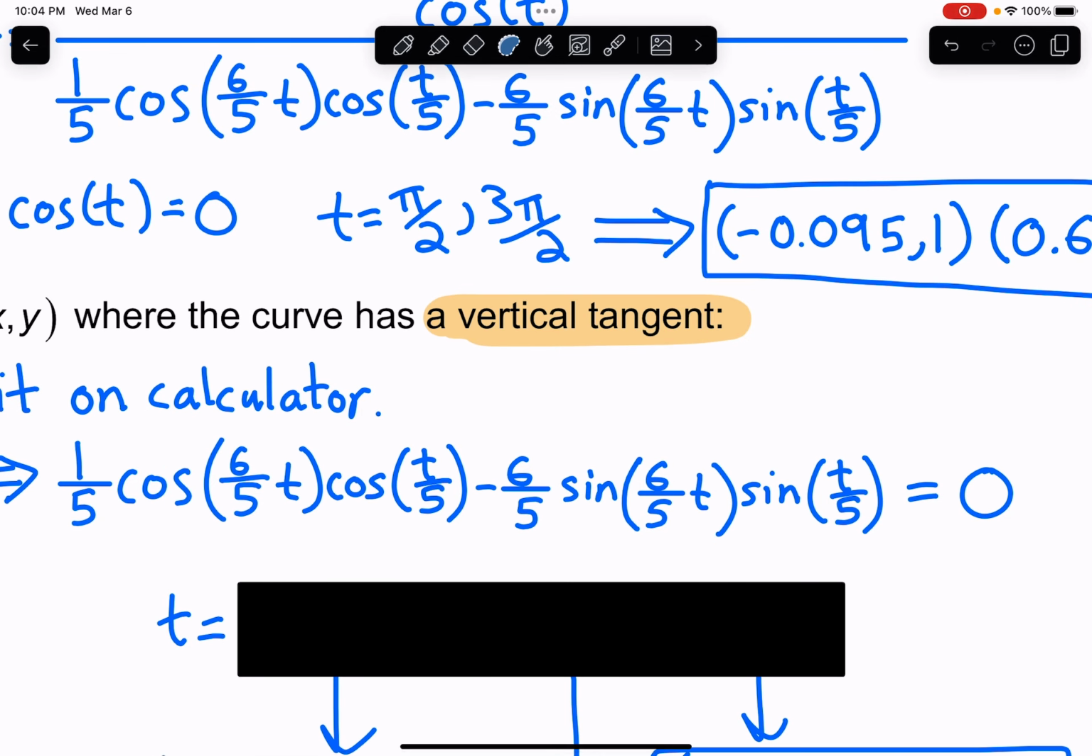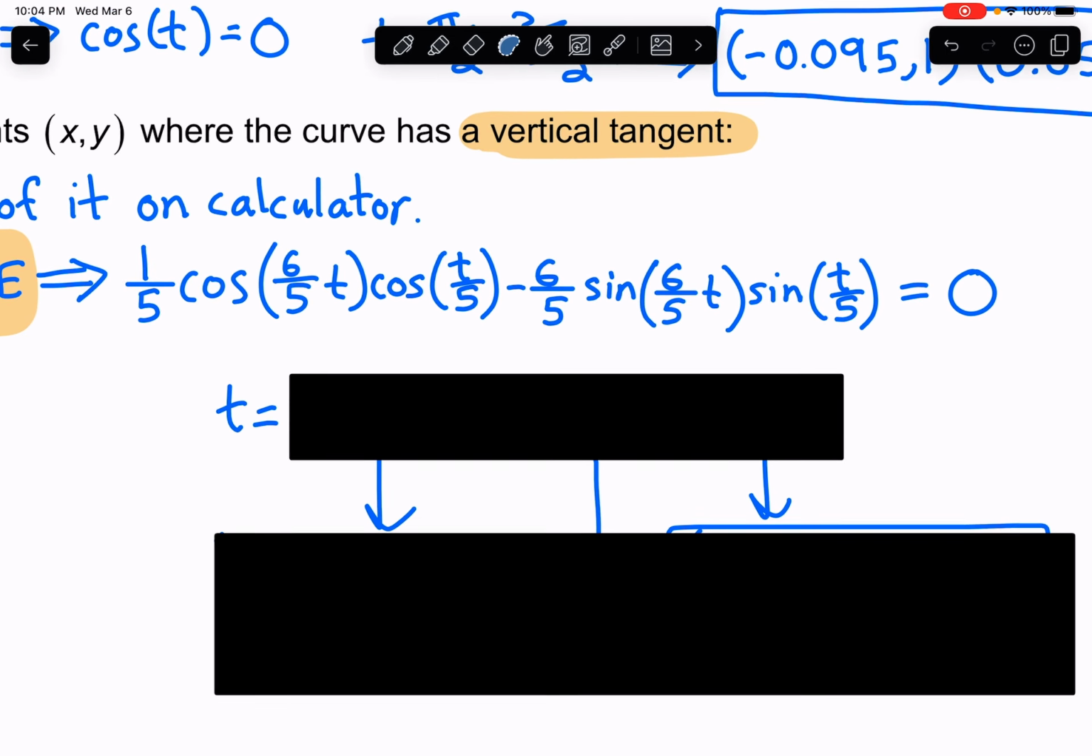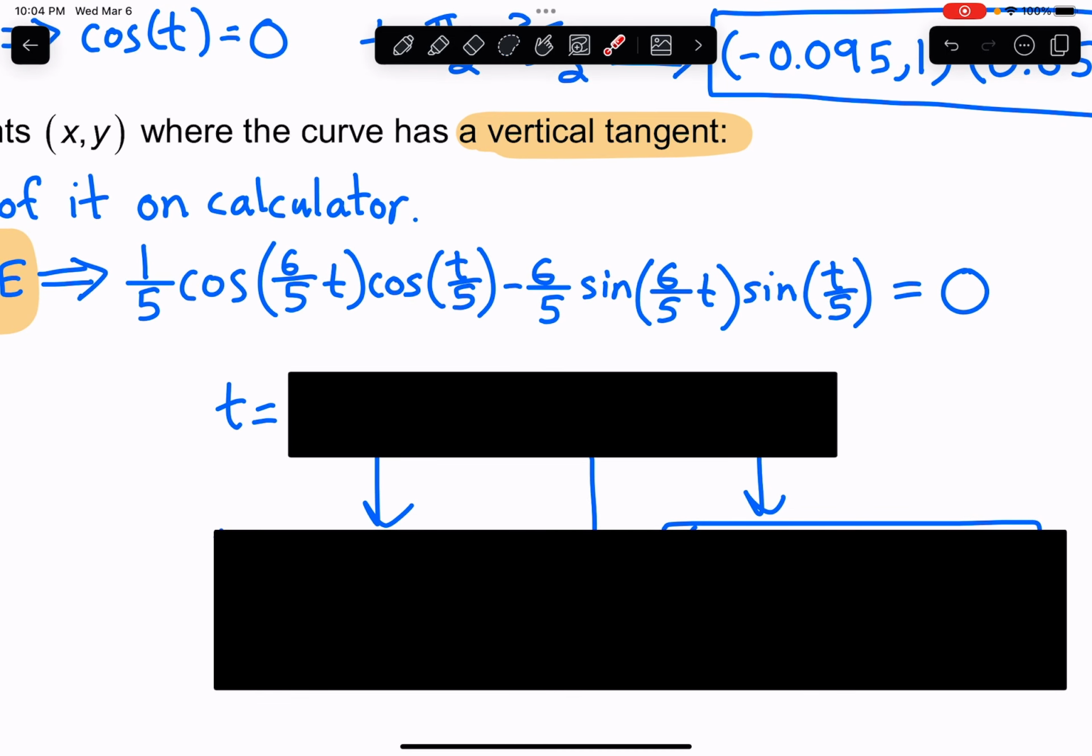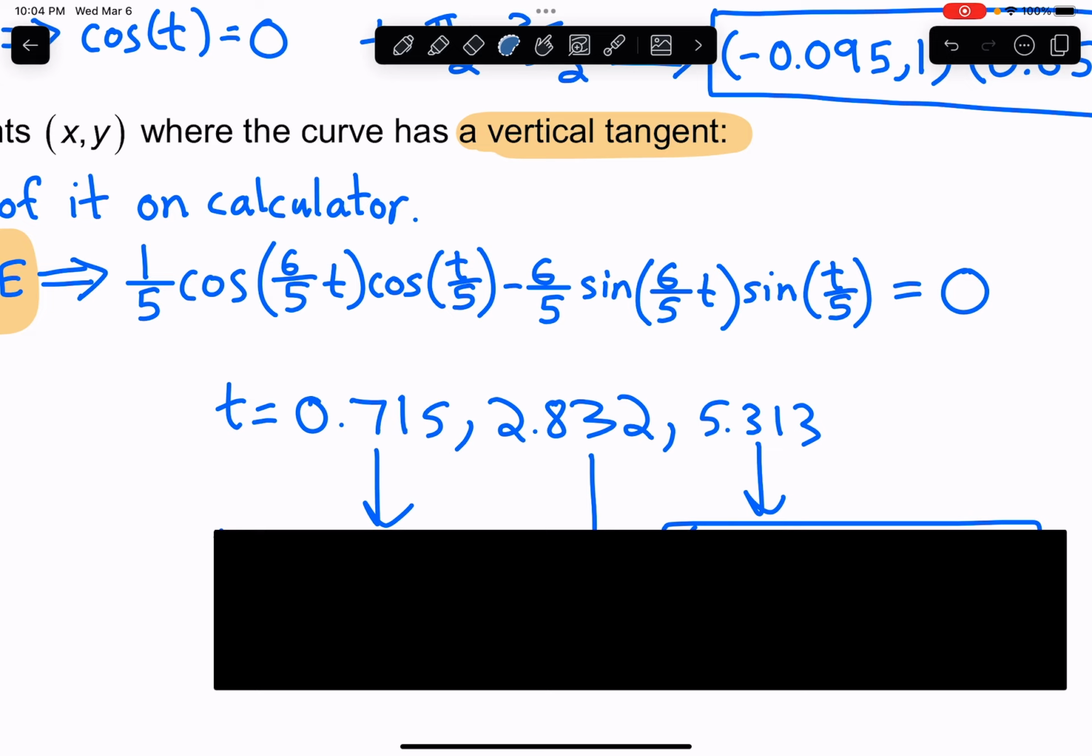And so for this part, let's just go ahead and use solver on the calculator, or you can graph this and try to find the x-intercepts. Either way, just be careful if you're using the solve function, because it might give you infinitely many solutions. You should be able to put in bounds when using solver, so that you only get answers from 0 to 2 pi. But let's go ahead and do that. And so we get 3 t values here: t equals 0.715, 2.832, and 5.313.